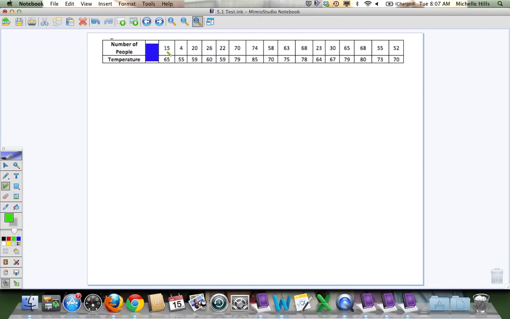And your scale is always going to start at 0 and go from there. So here's my data table, and I have number of people and temperature. The independent variable should always go on the horizontal axis. The dependent variable should always go on the vertical axis.